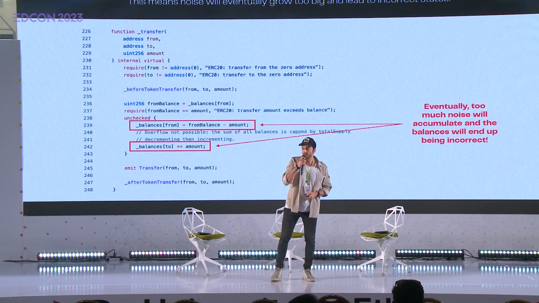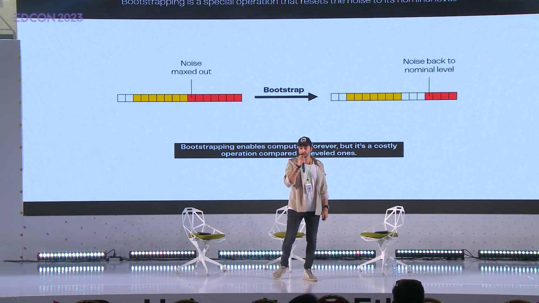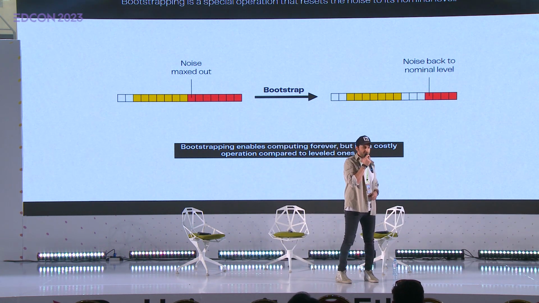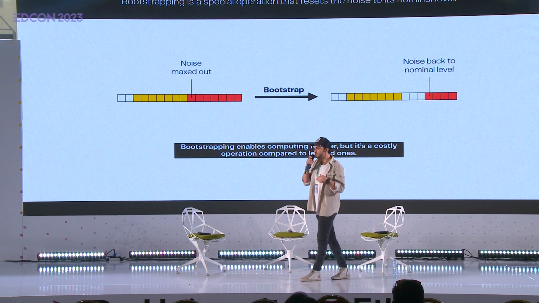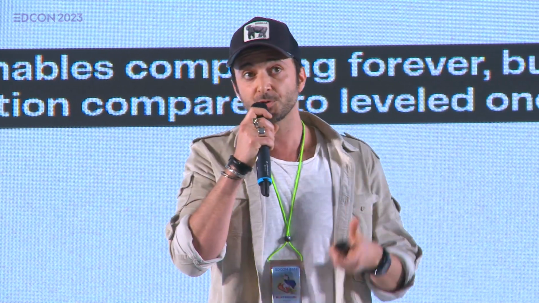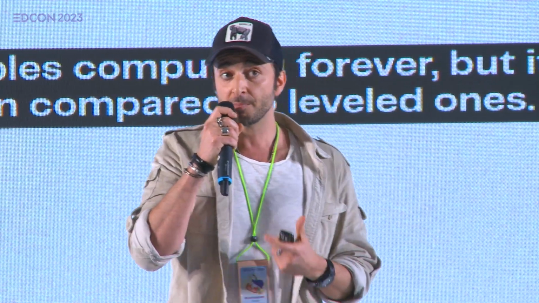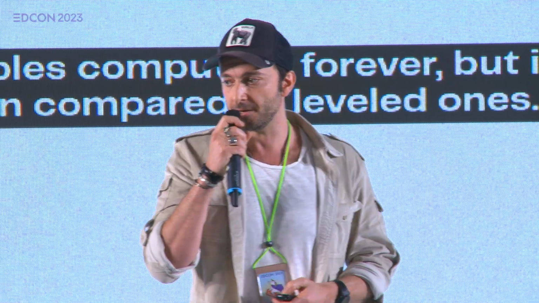an infinite number of operations, then eventually, for example, in a balance transfer, you would have an incorrect result of the FHE computation. So the way we solve that is through something called bootstrapping, which is a special mathematical operation where you can basically clean up the noise so that you can keep on computing forever. And bootstrapping is the reason why FHE is slow today.